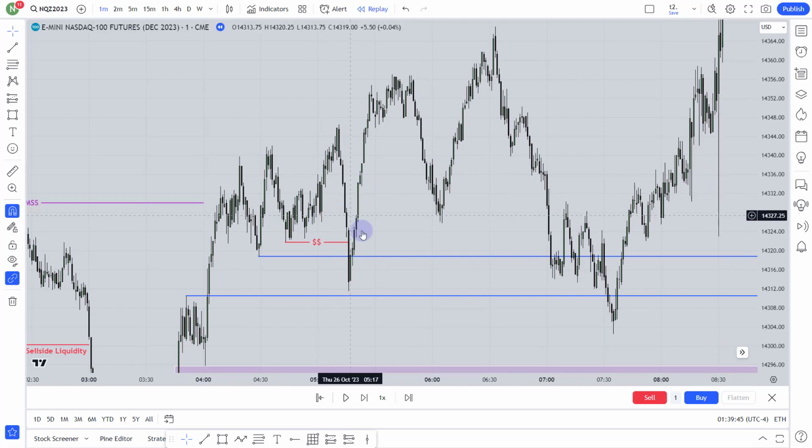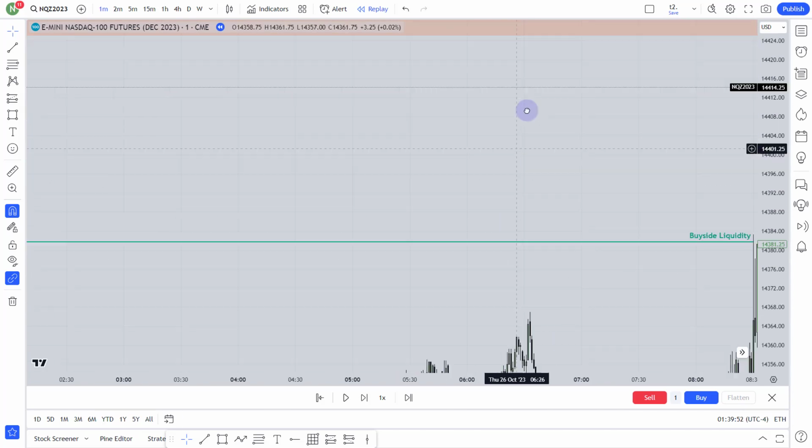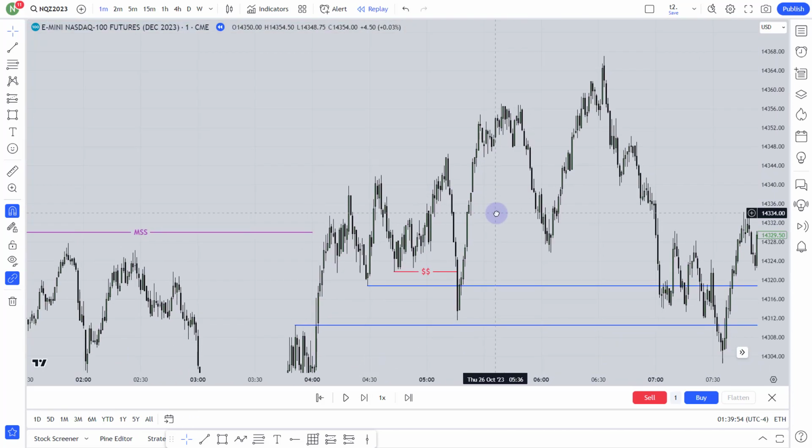We know from the 15-minute chart that price will come here and then go higher, and it will take this buy side liquidity. At the end, it will go over here. You know that from the narrative as well.